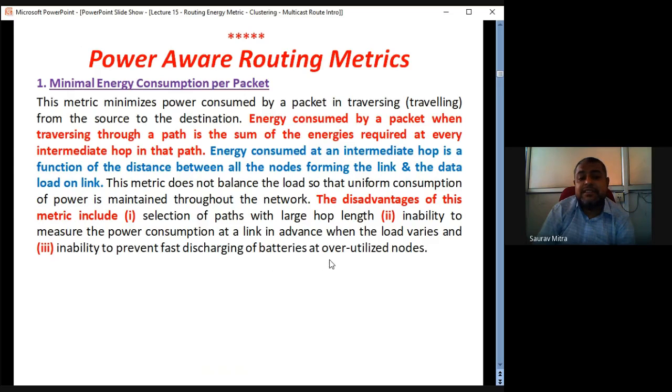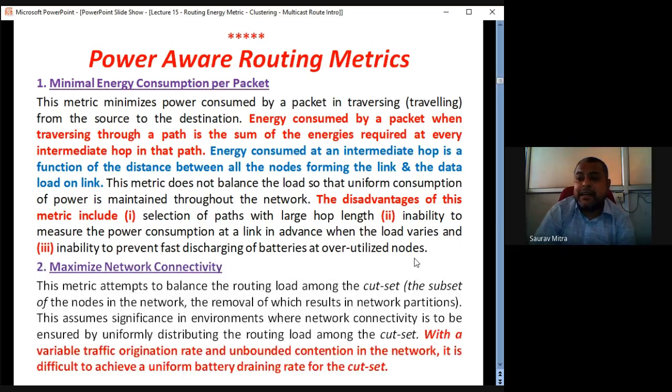Inability to prevent fast discharging of batteries at overutilized nodes. Again, I'm telling you, do not use the same node repeatedly. If one central node is used repeatedly, it will get discharged very fast and the main path between transmitter and receiver will be broken. So instead of using the same path repeatedly, distribute the data transmission from sender to receiver through different paths. This is all the things given in the first point. Try to analyze all these points, read them one or two times, and you will understand what exactly it is saying. So first was minimizing the energy consumption per packet.